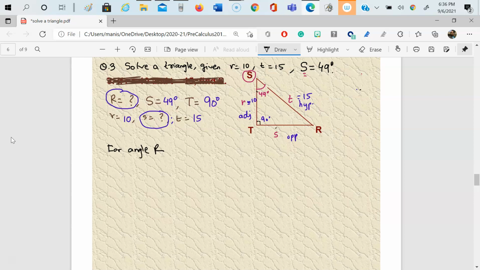My steps are still the same. I'm not doing any different steps all the time. So I know from the angle sum property of a triangle, the sum of the three angles is equal to what? 180 degree. What is angle R? I do not know. What about angle S? This is my 49 degree and this is my 90 degree, equal to 180 degree. So this is R plus 139 degree is equal to 180.